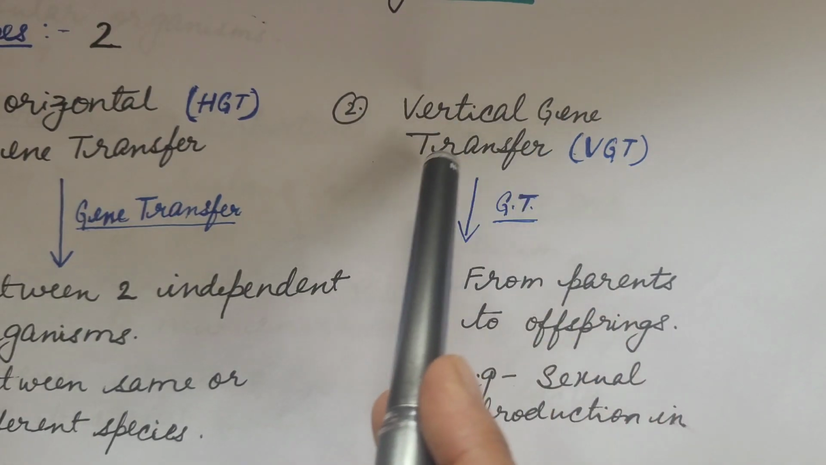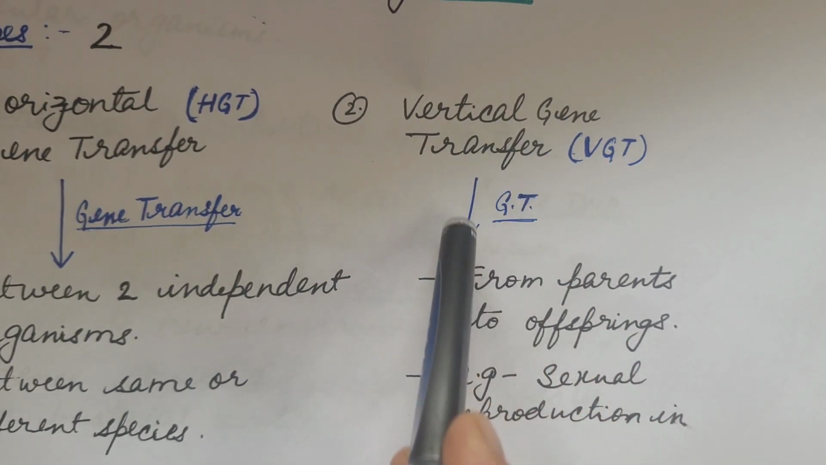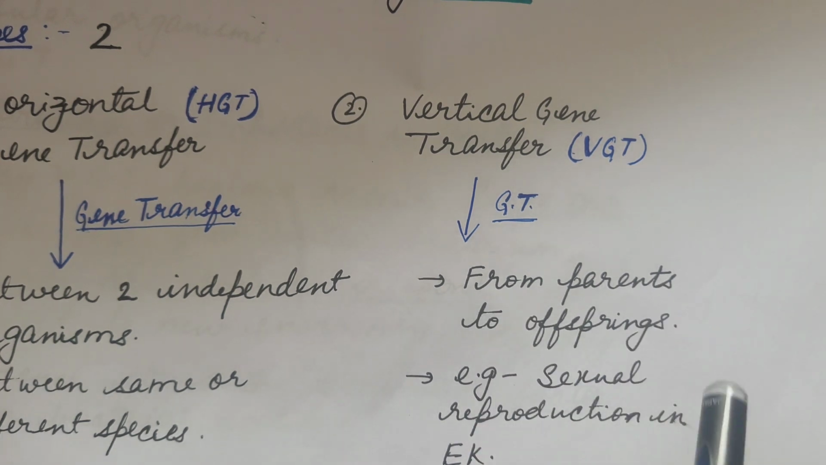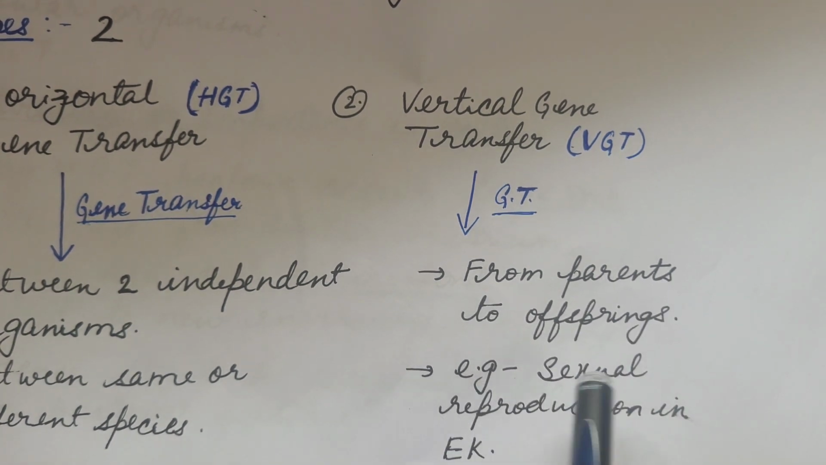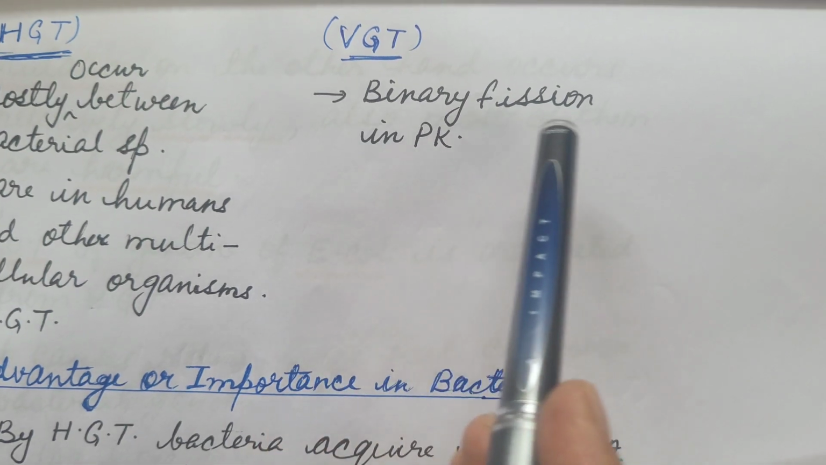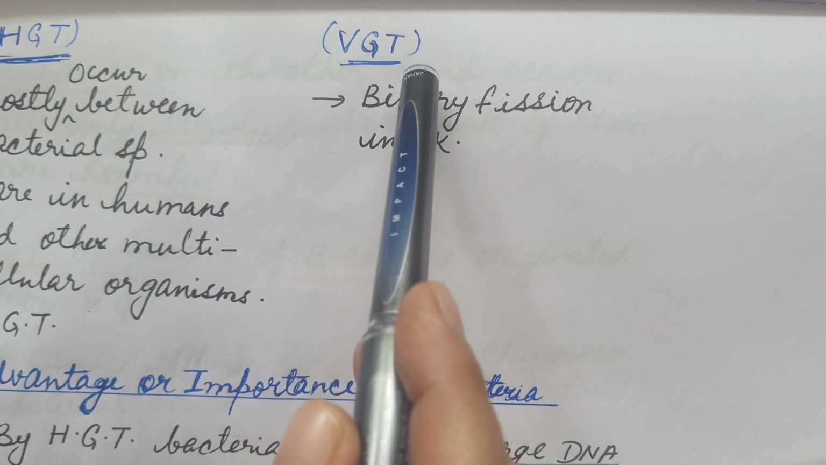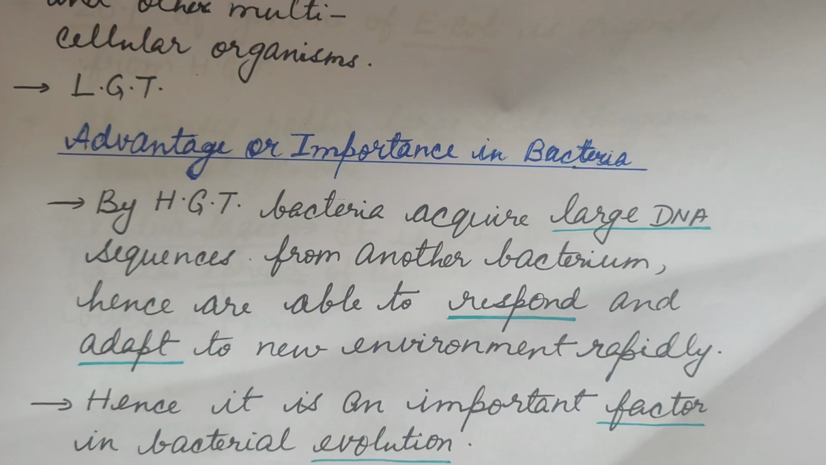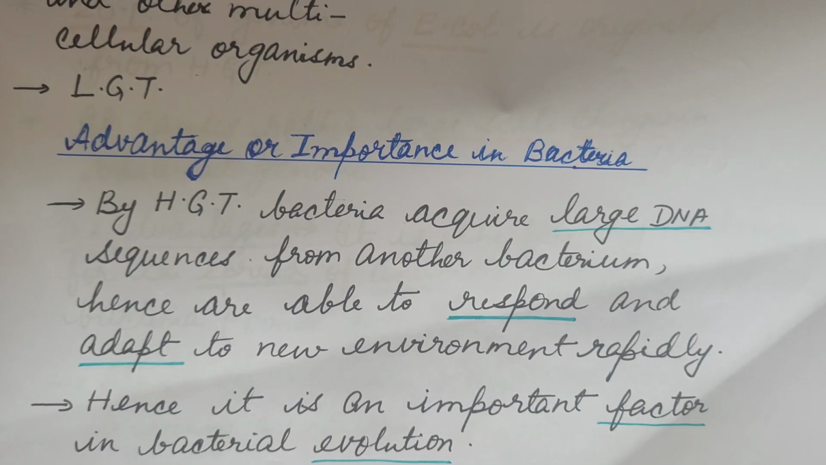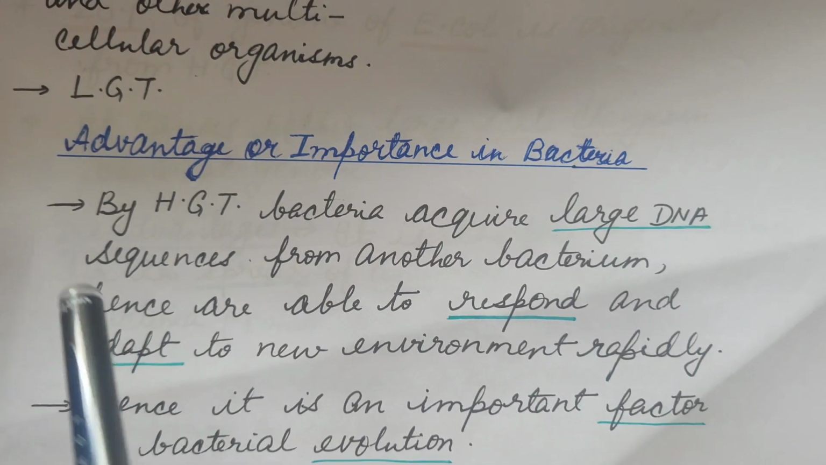Second is vertical gene transfer. In this, gene is transferred from parents to offsprings. Example, sexual reproduction in eukaryotes. Binary fission that occurs in prokaryotes is also example of vertical gene transfer. Here we will discuss about horizontal gene transfer in bacteria.